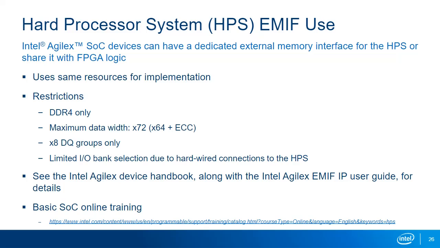Finally, I/O subbank use is limited to only certain subbanks. These subbanks, located physically close to the HPS, are the only ones with hardwired connections to the processor. To implement the interface, you'll need to add a separate memory IP component to your platform designer system that includes the HPS. For more information about SoC device variants and more detail on the restrictions when implementing an EMIF for the HPS, see the Intel Agilex Device Handbook and the Intel Agilex EMIF IP User Guide.